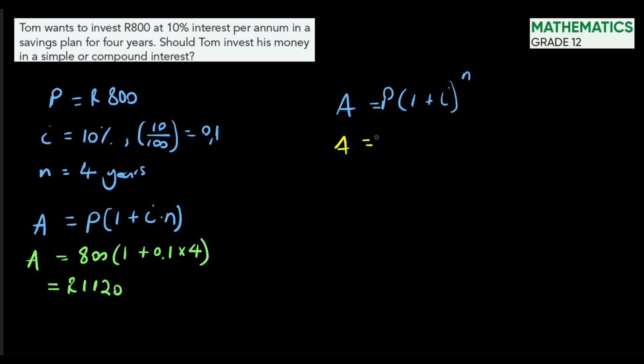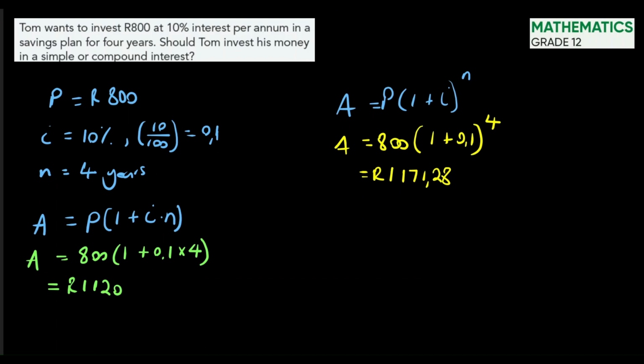Let's compare that with what we'll get if we use compound interest. A is equal to the principal amount 800 times (1 plus interest 0.1) to the power of 4. So this amount is invested over 4 years. And we get a total of, using our calculator, 1,171.28.